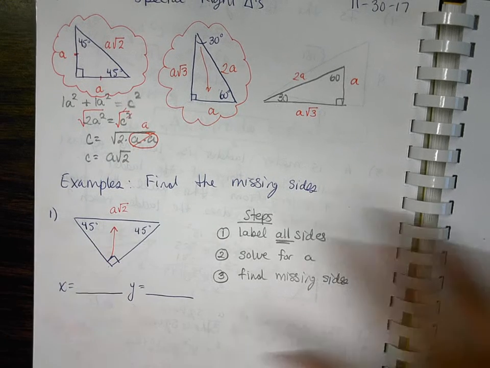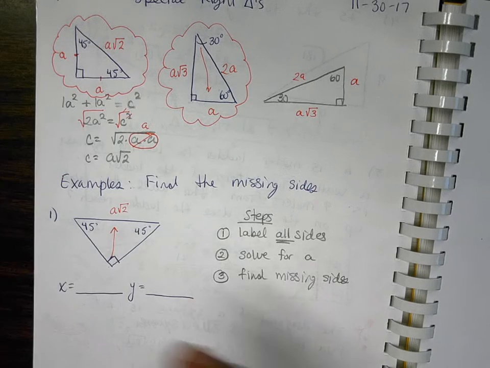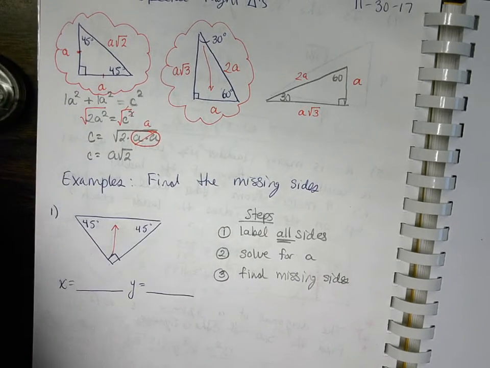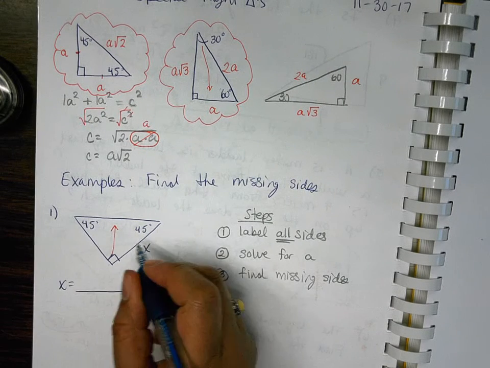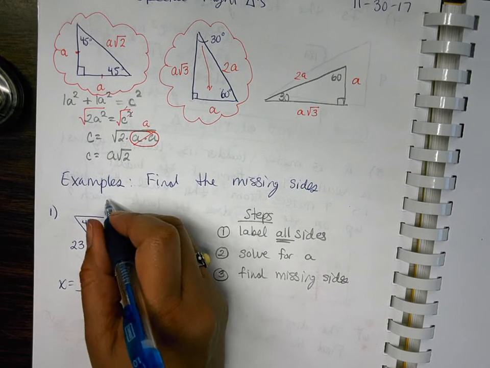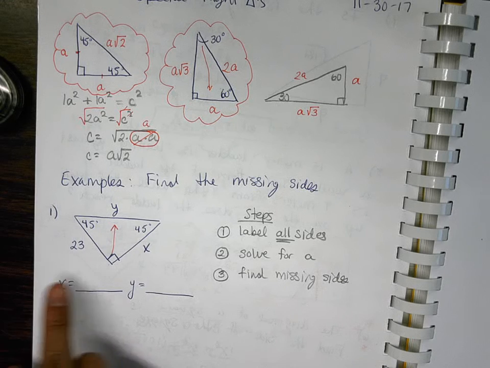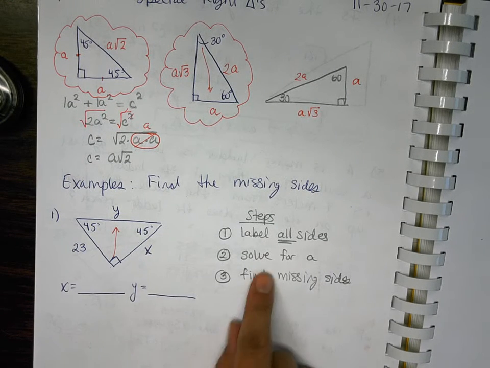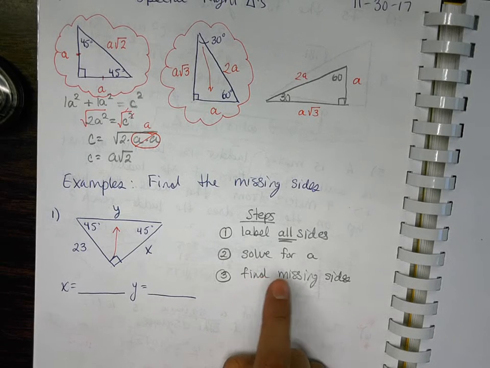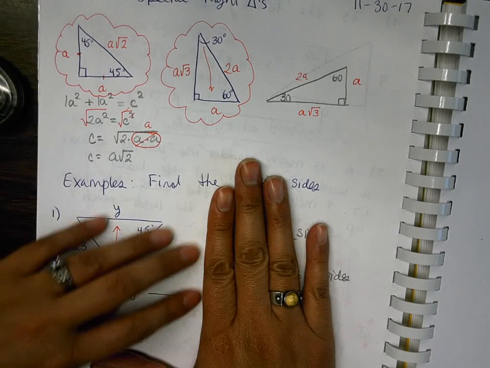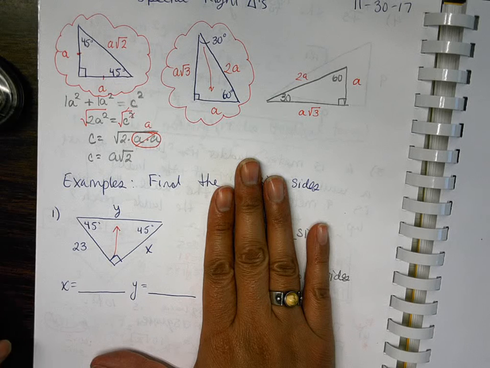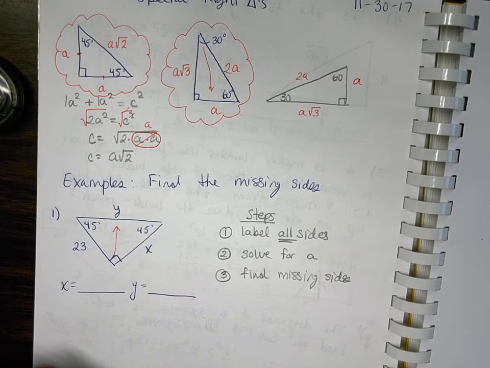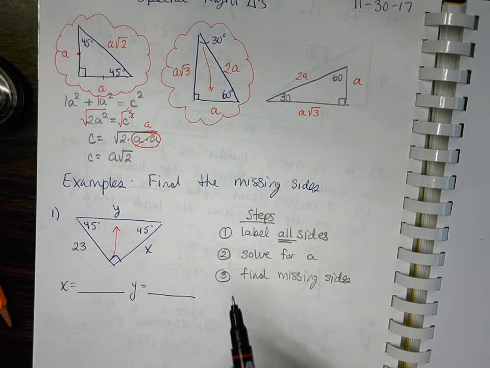I'm going to erase mine only because I just now realized I didn't give you your information. Okay, this side is X, this side is 23, and this side is Y. X, 23, and Y. And then we're going to go through these steps. So this is what the picture will be looking like on homework today, on your class assignment. It's going to look like this. And then you're going to go through these steps. Okay, so let's go through our steps again.